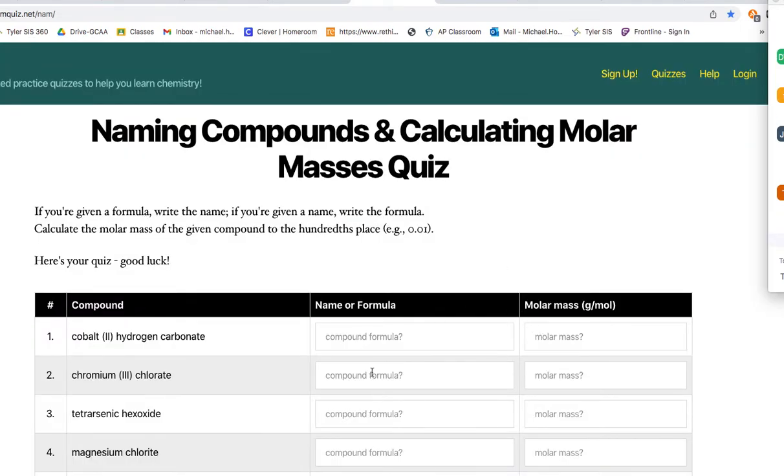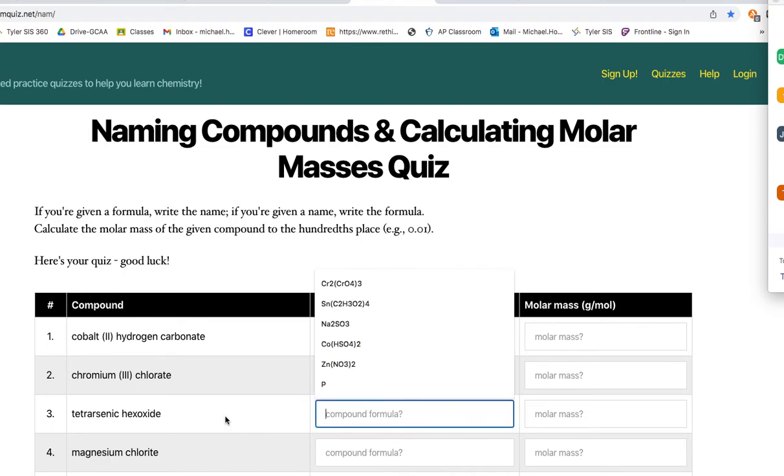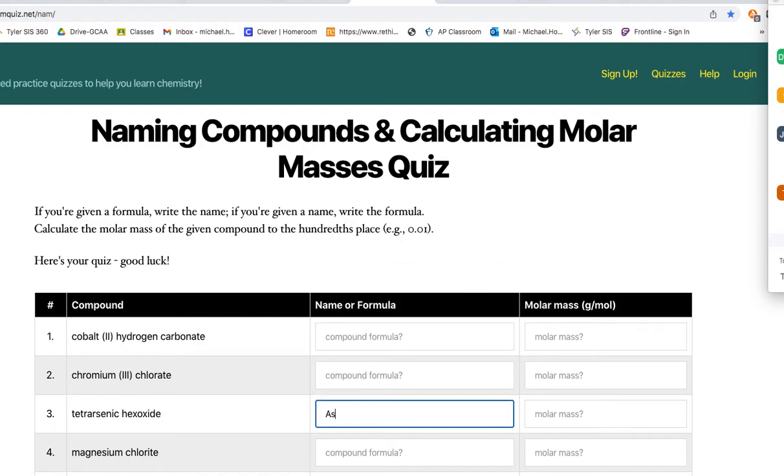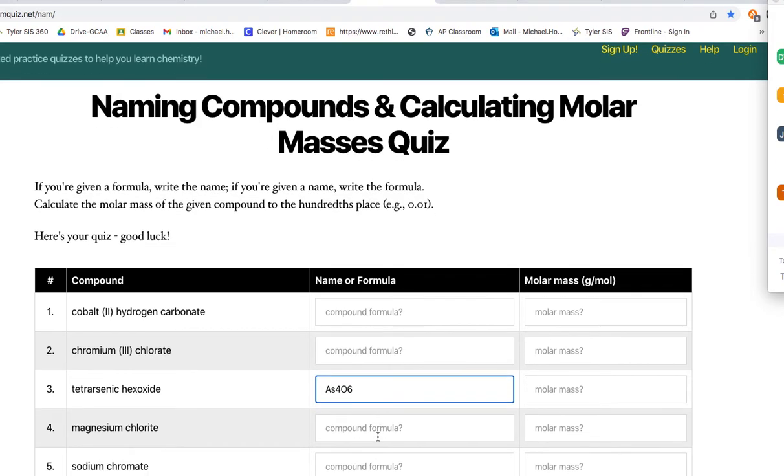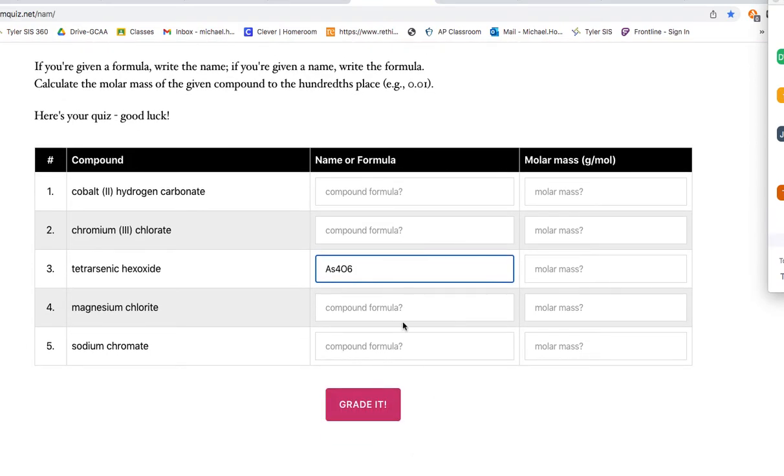All right, so let's do number 3. So tetra arsenic hex oxide. So arsenic is As. Tetra would mean 4 of them. And then hex oxide would mean oxygen. And hex meant 6, so it'll be O6. So then you have the weight of arsenic times 4 plus the weight of oxygen times 6 when you do the mass over here. All right, are there questions about this right now?